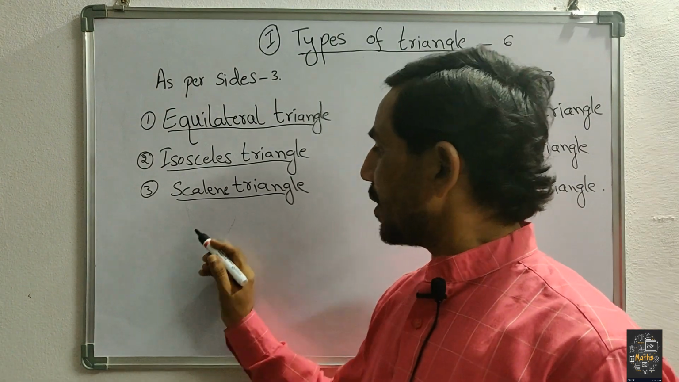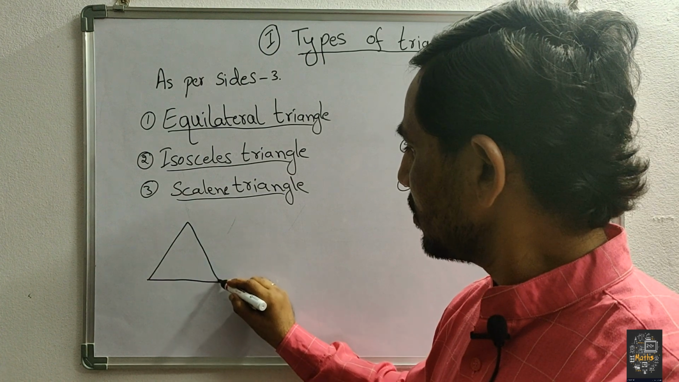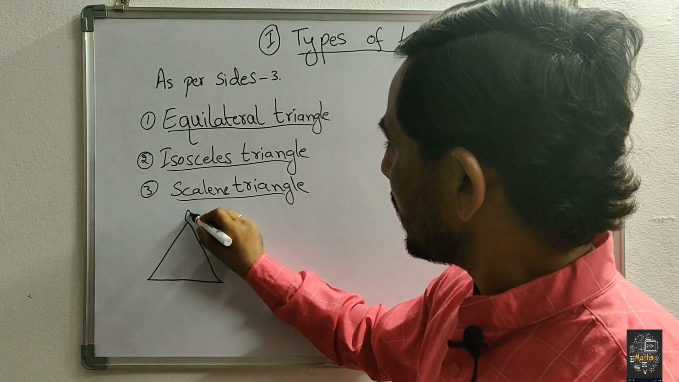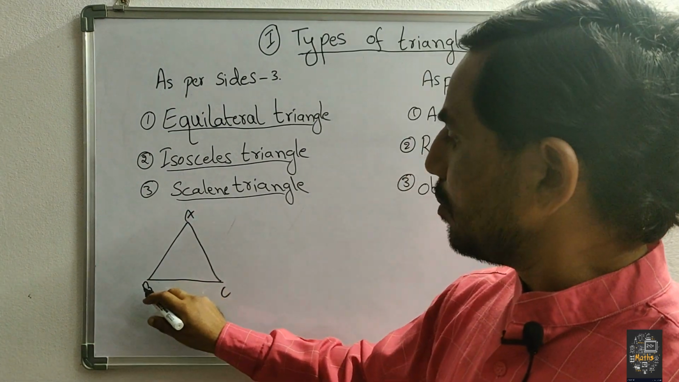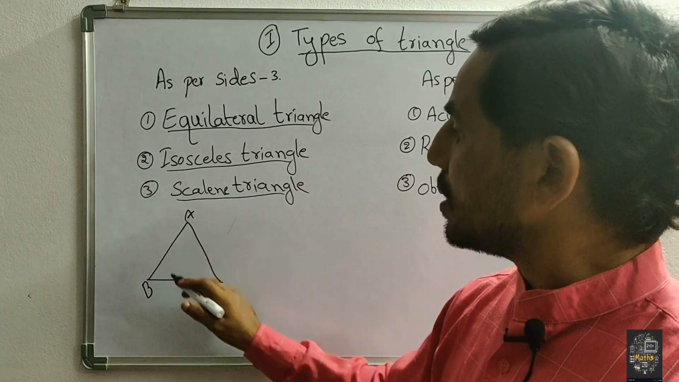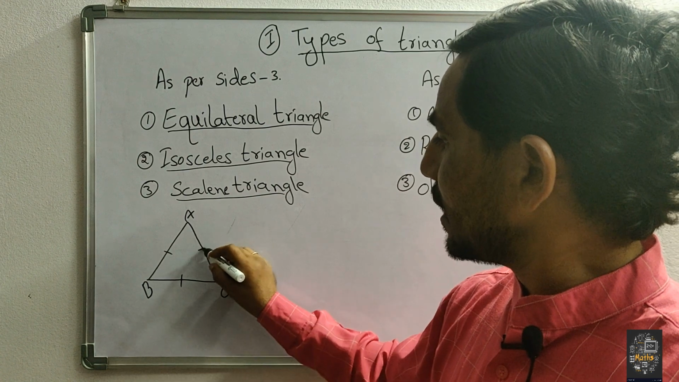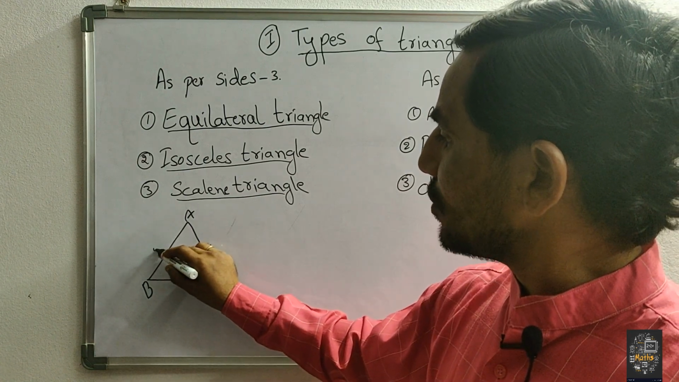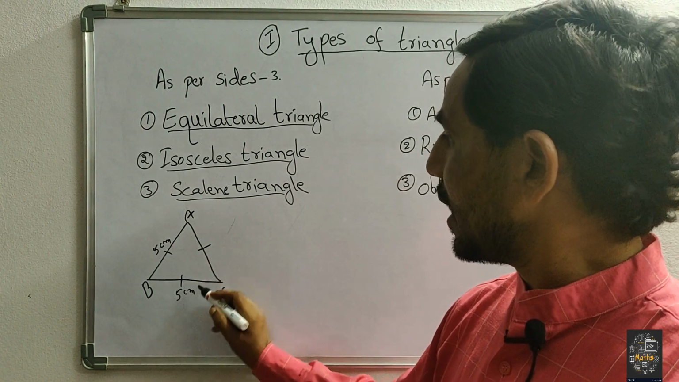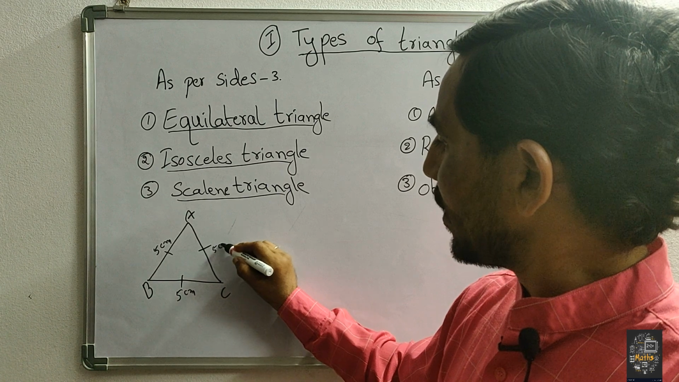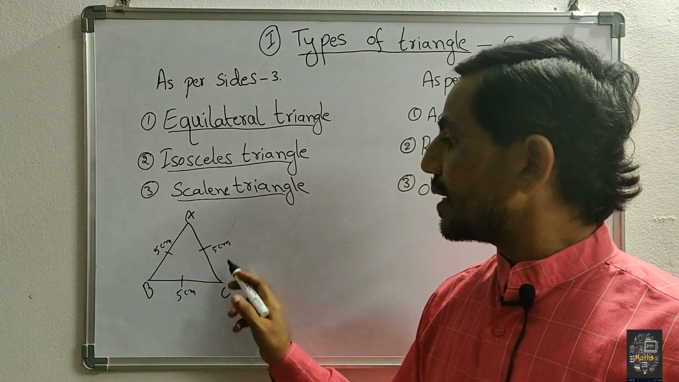First I am taking one diagram. This is a triangle, A, B and C. AB side, BC side and AC side, all sides are equal. For example, I am indicating this is a side, this is a side, this is a side. AB I am taking, for example, 5 centimeter, and BC also 5 centimeter, and AC also 5 centimeter. Here all sides are equal, that is an equilateral triangle.